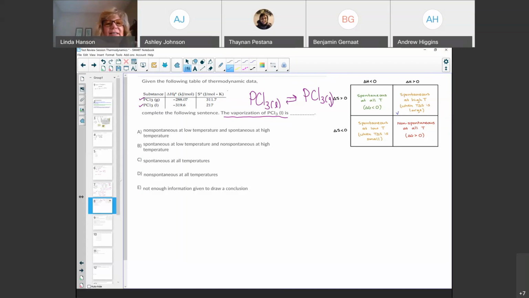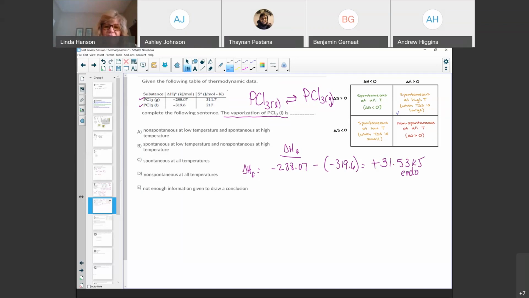So here, let's take the delta H, and I'm going to take gaseous delta H, negative 288.07, minus the liquid, and I'm going to find the delta H of that reaction. So let's see, products minus reactants, negative 288.07 minus a negative 319.6. And I'm finding an endothermic value of 31.53 kJ.